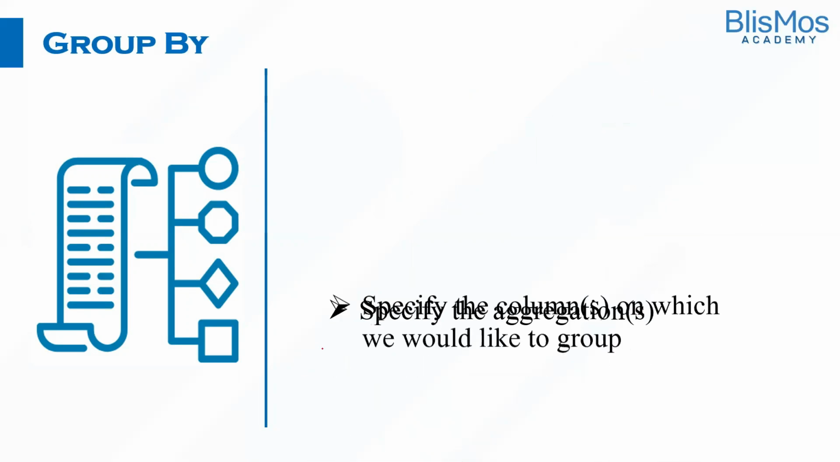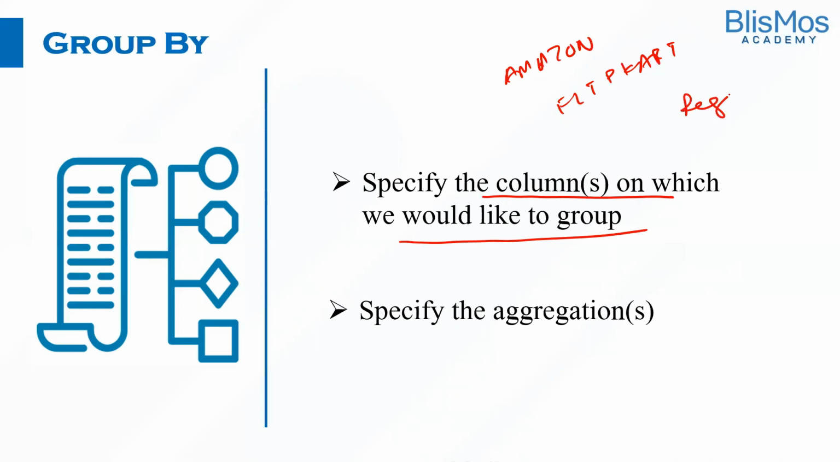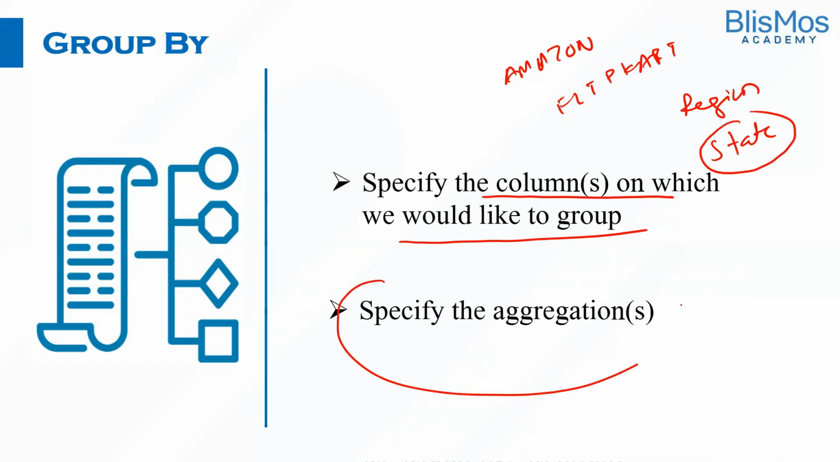For example, whenever you want to group, you specify the column on which you would like to group. If you are looking at Amazon or Flipkart and want the region wise sales, you will group based on the region. If you want the state wise sales, you will group based on the state. And within that, you specify the aggregation. Within region, do you want a sum or an average? When we look at the example, it will be a bit clearer.